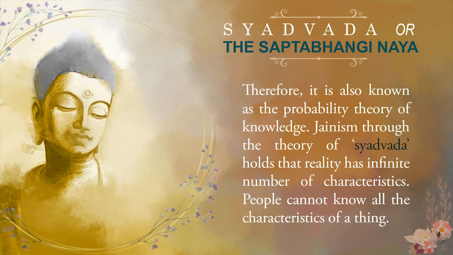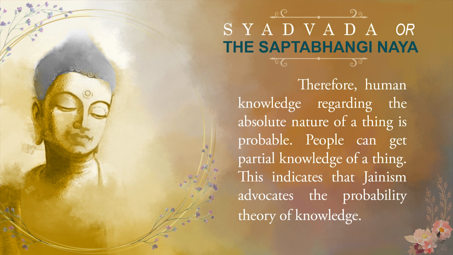Jainism, through the theory of Syadvada, holds that reality has infinite number of characteristics. People cannot know all the characteristics of a thing. Therefore, human knowledge regarding the absolute nature of a thing is probable. People can get partial knowledge of a thing. This indicates that Jainism advocates the probability theory of knowledge.